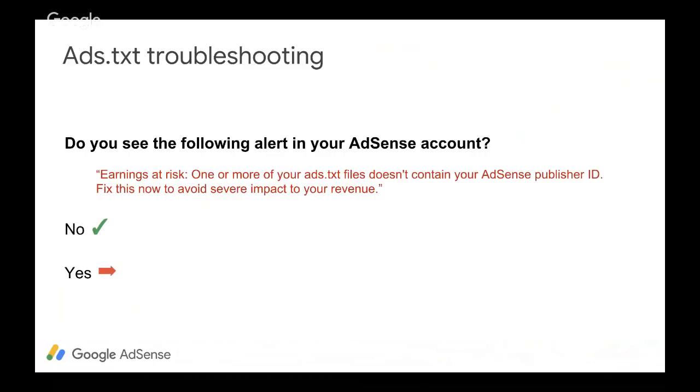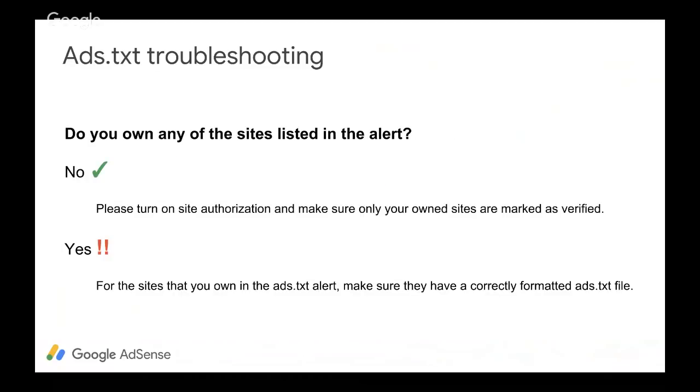If you do see this error, the next question is whether the websites you see in the alert are websites you own and manage or not. If they're not, then, as I was mentioning before, our recommendation is to simply turn on site authorization and verify your correct website. And then the alerts for websites you haven't verified, you don't own or manage, will disappear or not be visible in the interface anymore.